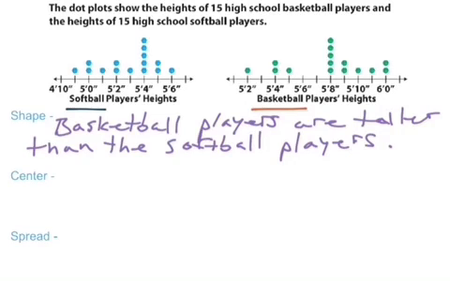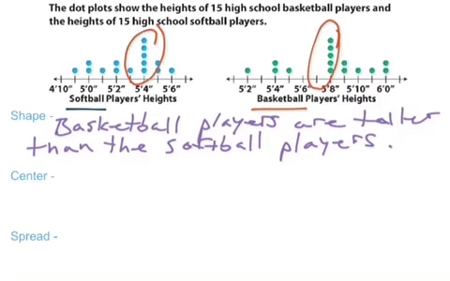So then what about the center? Well, where's the center? The center for softball players is really around about 5'4". The center for basketball players is more around 5'8". So we could write a long sentence if we want, but basically I'd say the center, I would say right over here that the most common height for softball players is 5'4", and basketball players is 5'8".